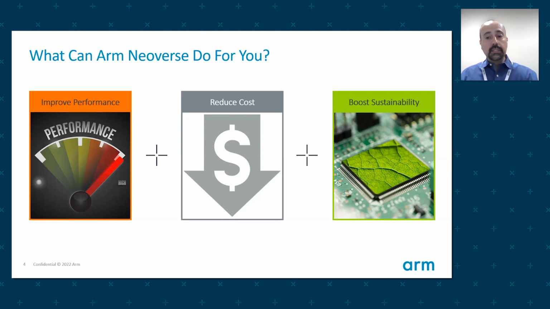And more importantly, it's a great way to meet your sustainability goals. Arm Neoverse brings leading-edge energy efficiency, which can drastically reduce your carbon footprint. These three are distinct benefits, but they typically combine to offer an even greater incentive to move to Arm.